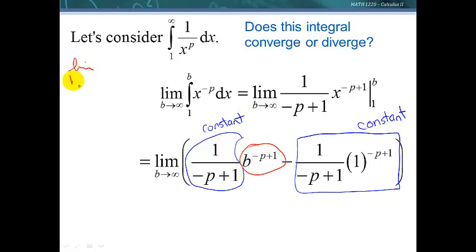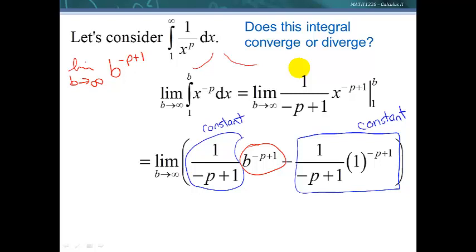So we've got the limit as b approaches infinity of b to the negative p plus 1. So let's think about this. This is essentially, for any given b here, going to be an exponential, and so if this exponent is positive, it will be growing exponentially. If this exponent is negative, it will be decreasing and it will go to 0.